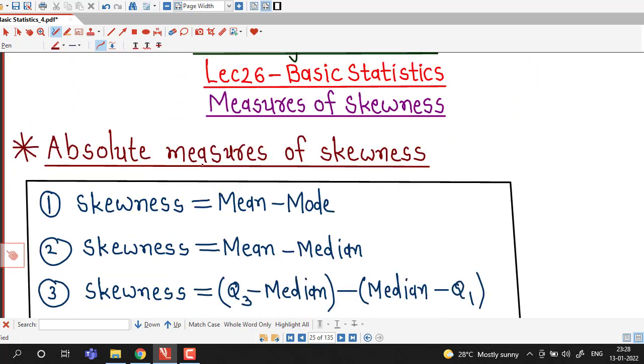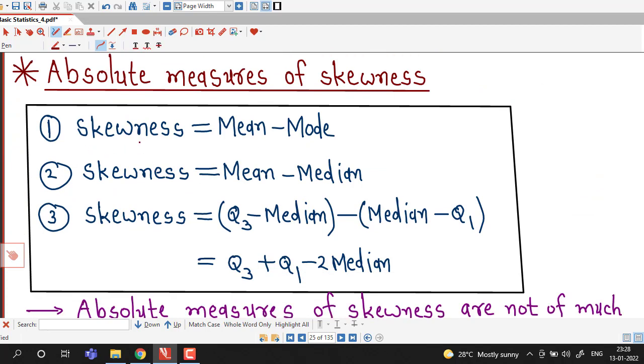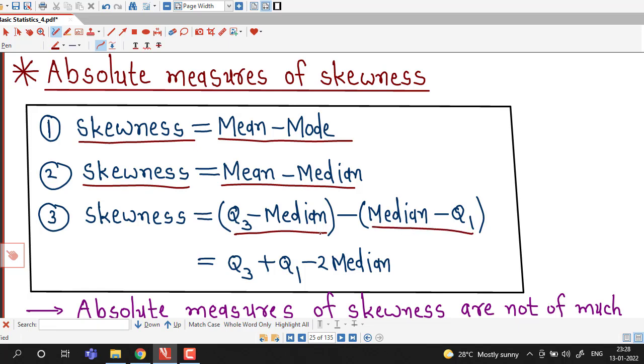So absolute measures of skewness are given by these three different formulas. If we consider the distance between mean and mode, it is an absolute measure of skewness. Similarly, the distance between mean and median is also a measure of skewness. And similarly, the distance between third quartile and median and the distance between first quartile and median, and the difference of these two distances is Q3 plus Q1 minus 2 times median. So these are the three absolute measures of skewness.